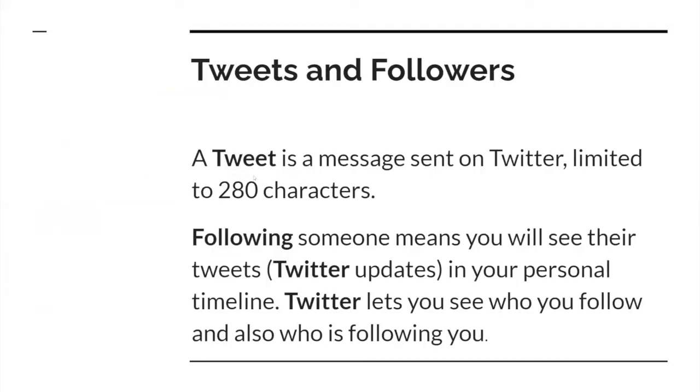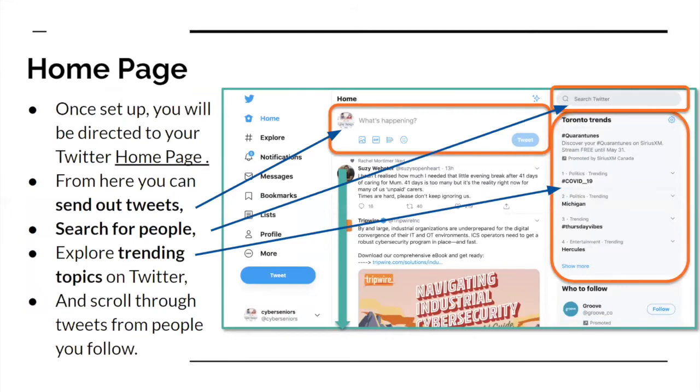And next, I will tell you about tweets and followers. A tweet is a message sent on Twitter limited to 280 characters. Following someone means you will see their tweets, Twitter updates, in your personal timeline. Twitter lets you see who you follow and also who is following you. And this will be your homepage.